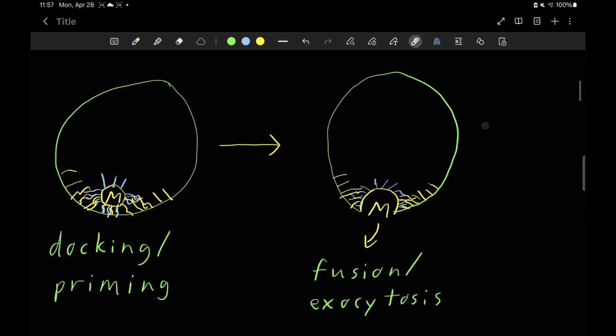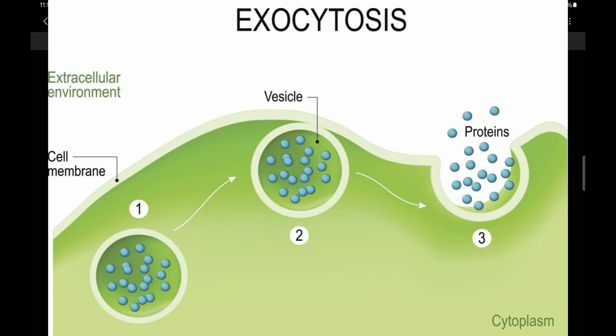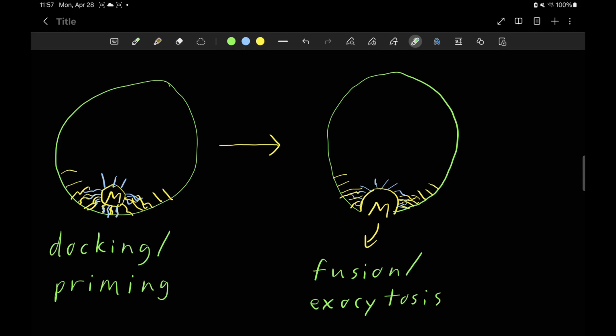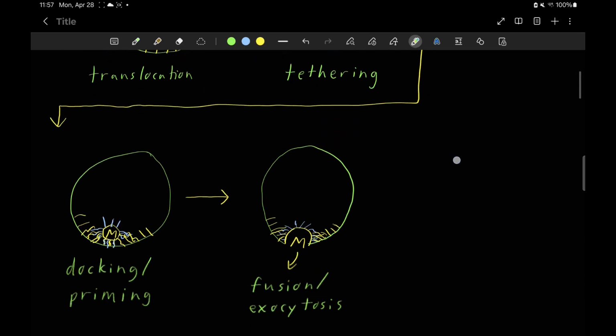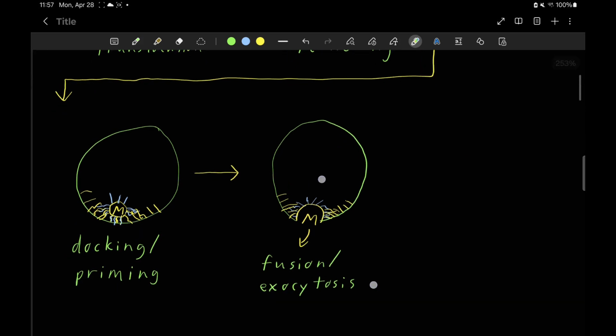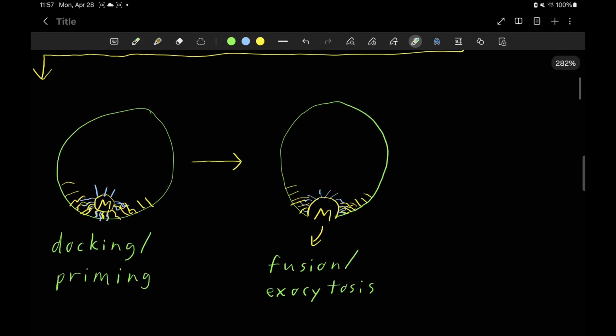Now, if the part about the fusion of the membranes and the release of your messenger molecule is a bit confusing, I'll show a diagram here. Hopefully this makes it a bit more clear. But generally, this is your pathway: translocation, tethering, docking / priming, and fusion and exocytosis. And this is applicable to both granules inside mast cells as well as vesicles inside neurons.